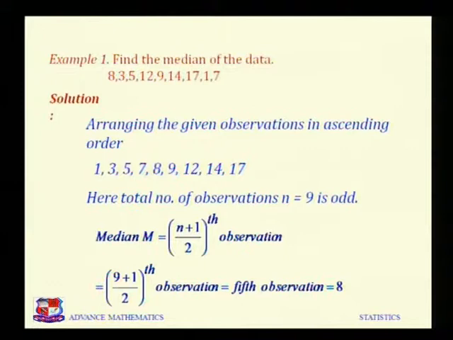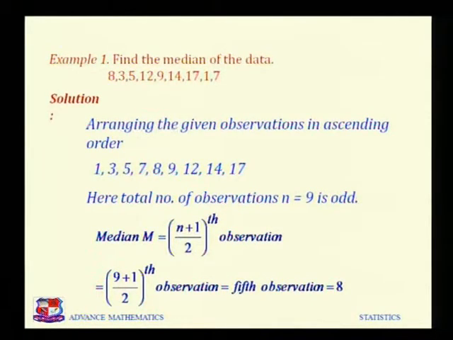So the formula for finding the median, if the number of observations n is odd, is (n plus 1) by 2. So we have n as 9, plus 1 by 2, that is 10 by 2, that's the 5th observation. So when we have arranged these observations in ascending order, after that we have to see which number is on the 5th place, which is our 5th observation. So 1, 3, 5, 7, 8, the number 8 is the 5th observation.